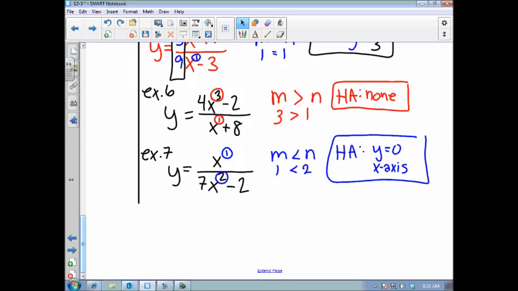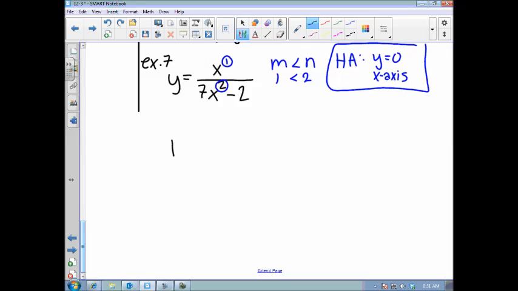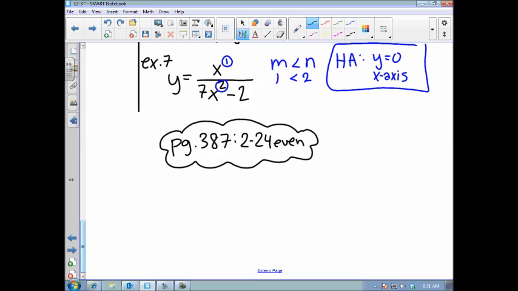So your assignment begins on page 387, but my paper fell out. Let's see, yep, 387. Numbers 2 through 24 even. So how many problems is that? 12.